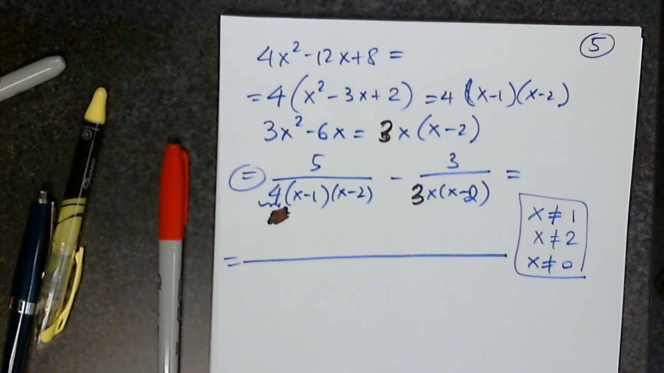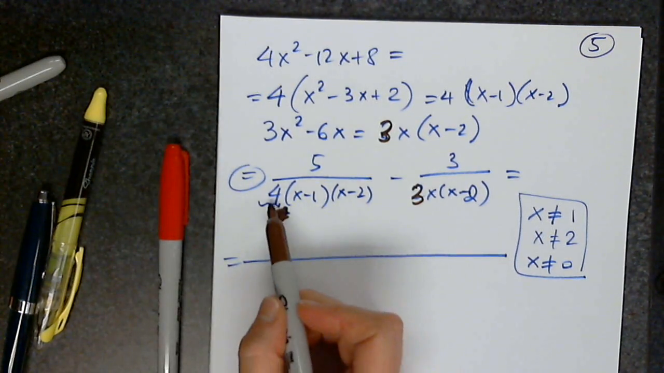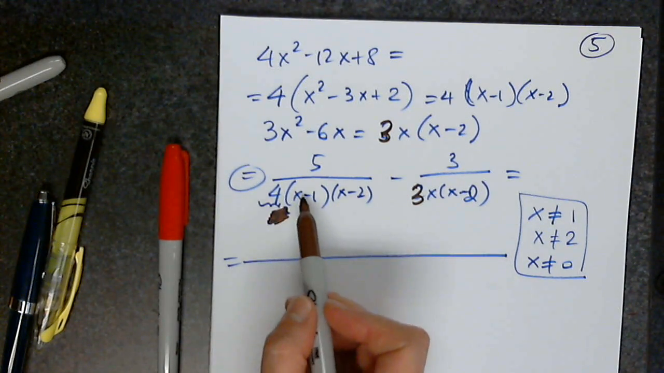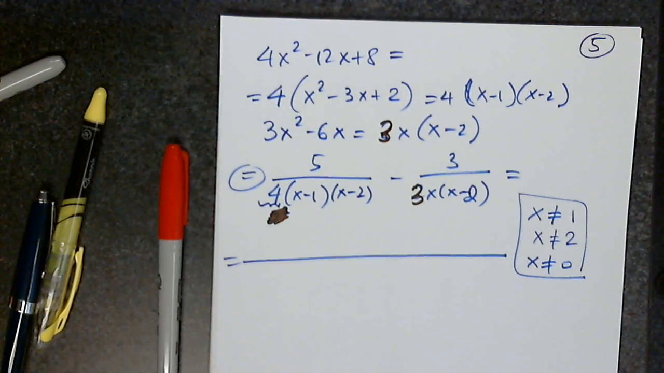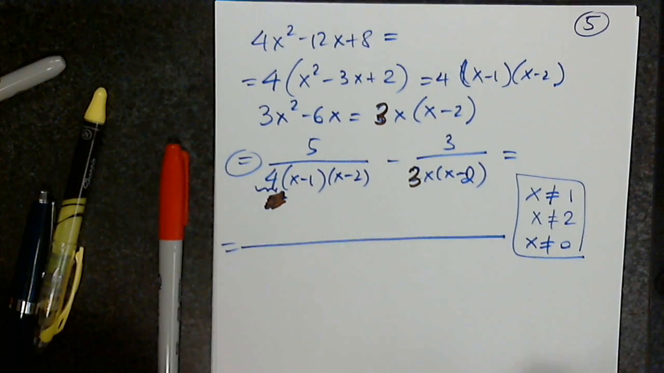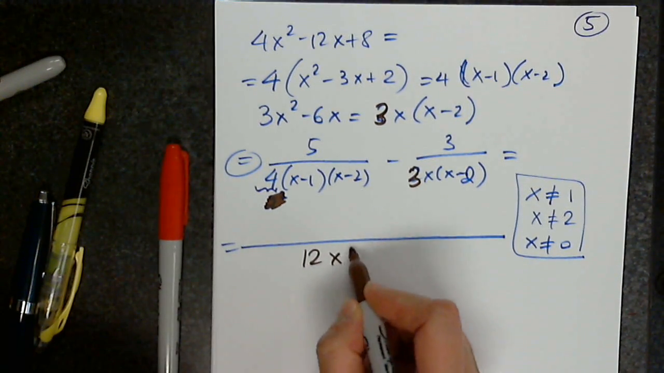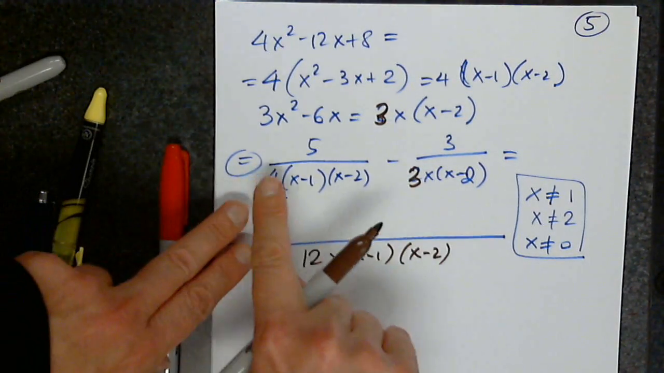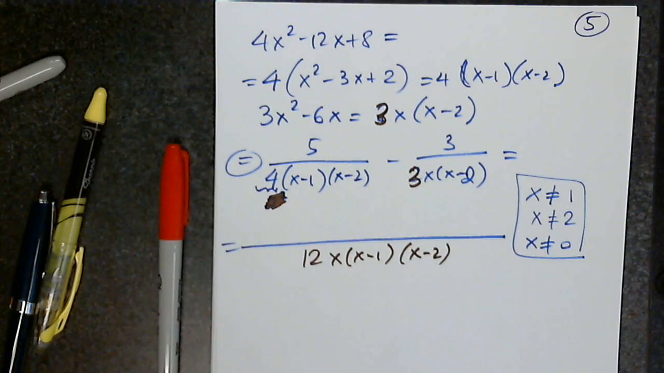Very good. So now I have 1, 2, 3, 4, 5 different factors. So then the least common denominator is 12x, x minus 1, x minus 2. All different factors have to be present in the LCD.